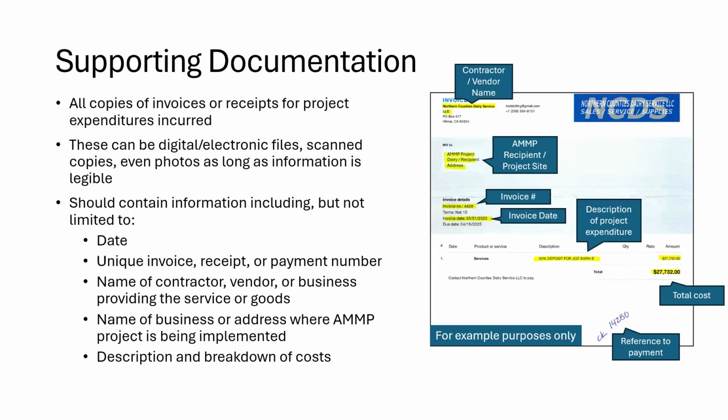Naming supporting documentation files with some information like the vendor name and invoice number or the project component they're associated with can also be helpful. Supporting documentation should contain a unique reference number for the invoice, receipt, payment, or transaction, a date, and some identification that the work or order is for the specific operation that has the AMP grant. They should also contain enough detail to tie the materials, equipment, or work included to the AMP project and to specific components in the approved budget.